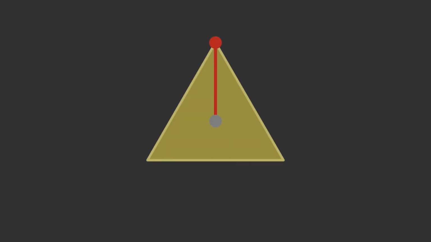A shape has rotational symmetry if you can rotate it by part of a full turn and it still looks exactly the same. To illustrate this, here's an equilateral triangle. The top corner is marked with a red dot and a line so we can keep track of it when the shape rotates. The grey dot shows the centre of the triangle.